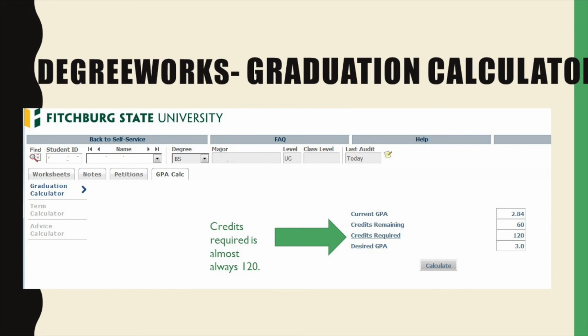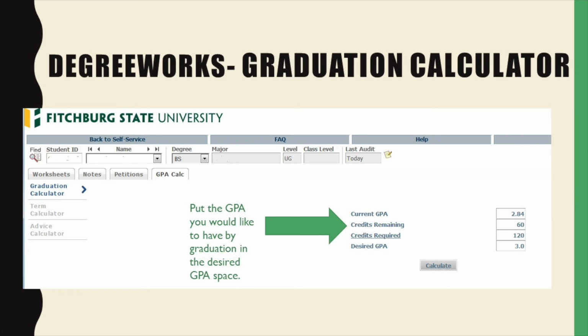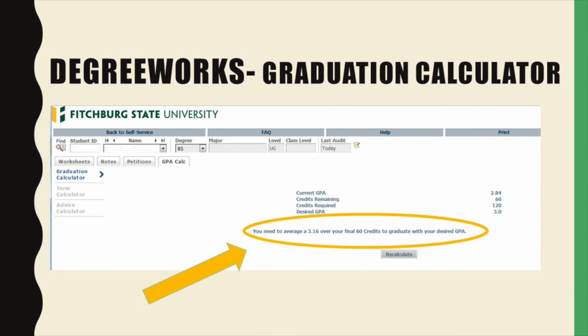In the third box, put the number of credits required for graduation. This is almost always 120. Finally, in the fourth space, put the GPA that you would like to have upon graduation. Once you hit Calculate, DegreeWorks will give you the average you must earn in all your remaining courses to achieve the desired GPA. If you feel the number given is too high or too low, you can go back and play with the numbers until you have a goal that is realistic for you.